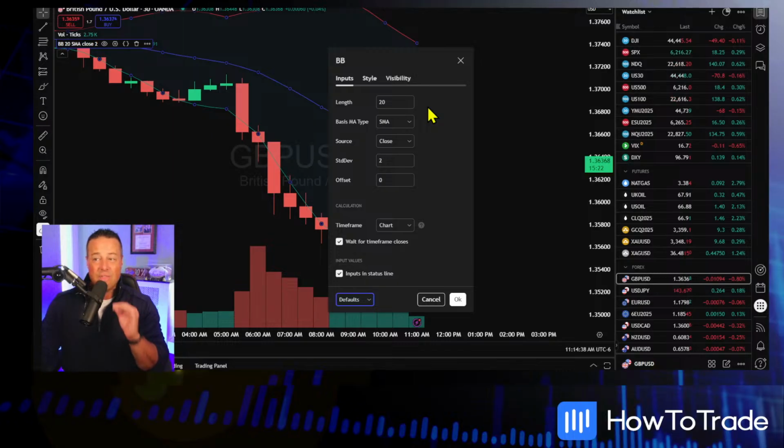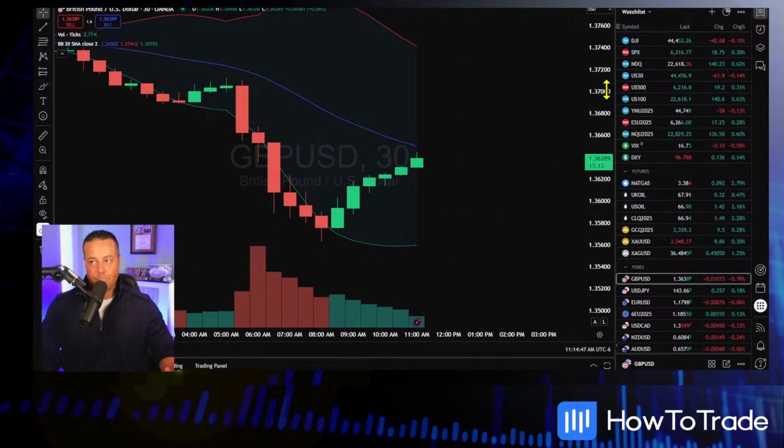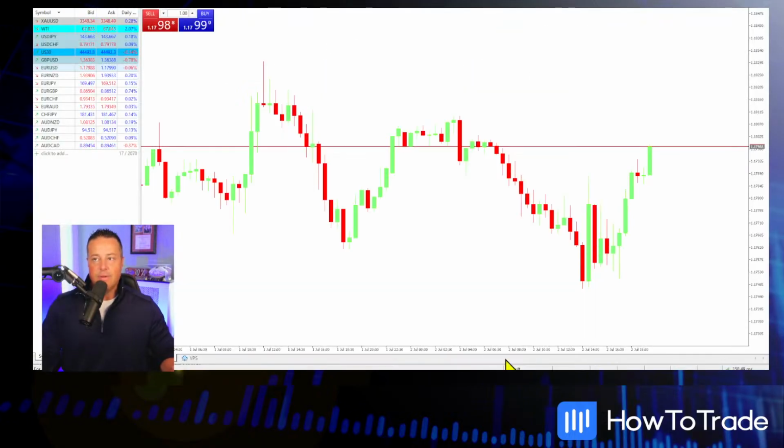We're going to go with a length of 20. We're going to just use an SMA. We're going to go based on the close, and the standard deviation is 2. That's what we're looking to do here. We just want the factory settings. Now, on MT5, how do you do that?